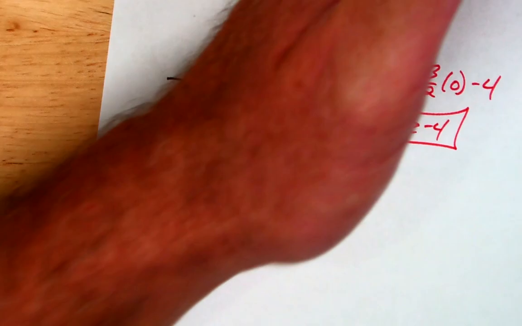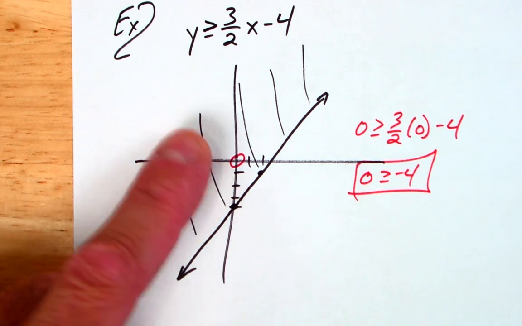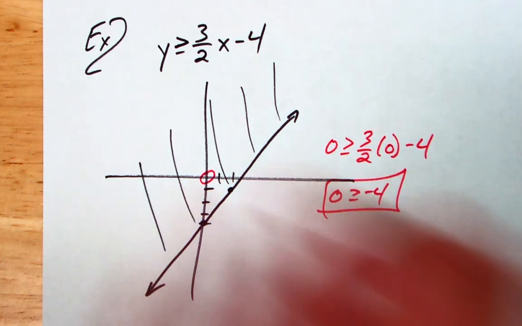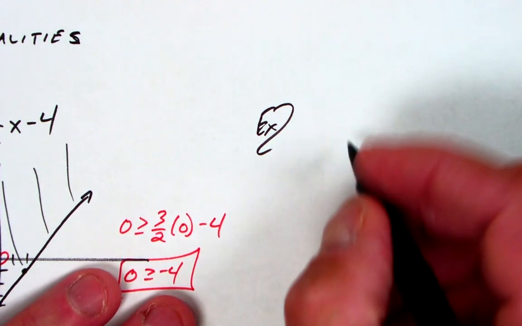Okay? So since this point here works, that entire side works. This is the dividing line between what works and what doesn't work. So if we pick a test point and it works, you shade that side. If it doesn't work, you shade the other side. Okay? Let's do another one. And we're kind of reviewing for this little mini quiz tomorrow too.